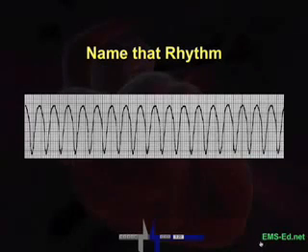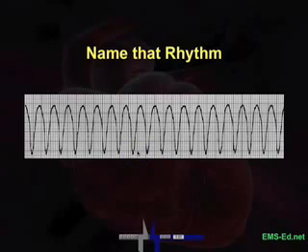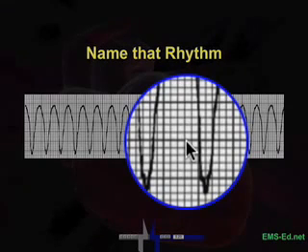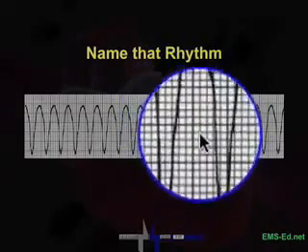Okay, let's analyze. First of all, the rate. So if we take this complex right here, this is one big box, that would be 300. This is two big boxes, this would be 150. So this is between 150 and 300. Very fast. It certainly is tachycardic. But look at the width of these waves. They are clearly wide. And what is meant by wide? Again, anything wider than 0.12 seconds or three little boxes. This is certainly that.